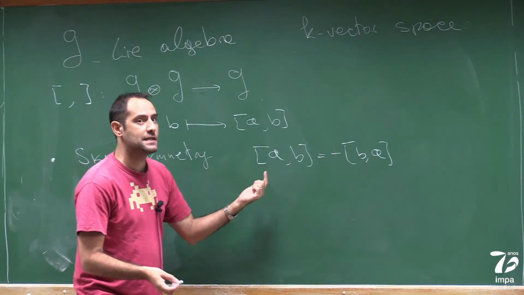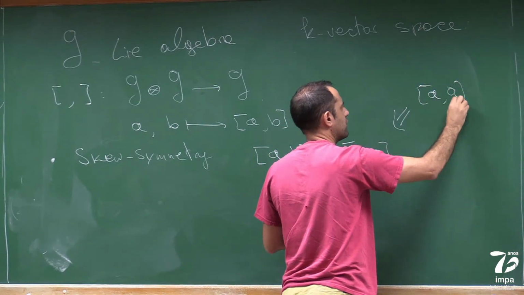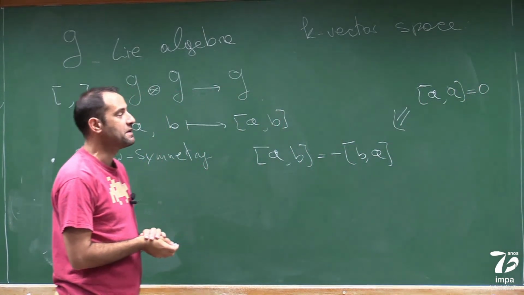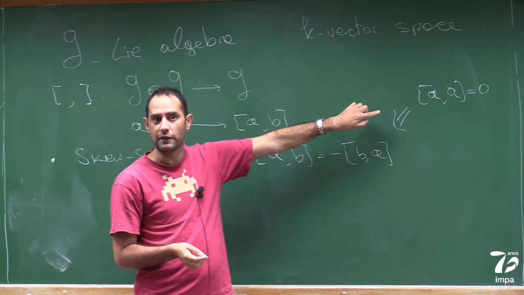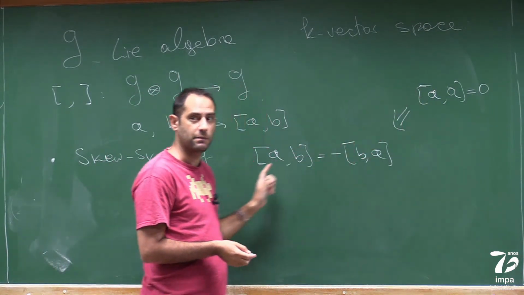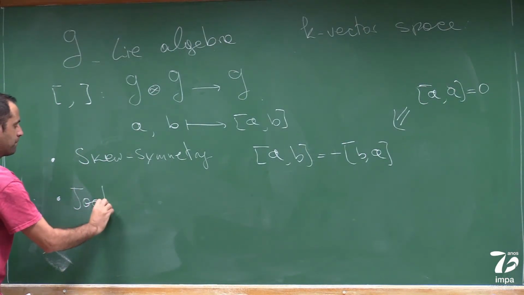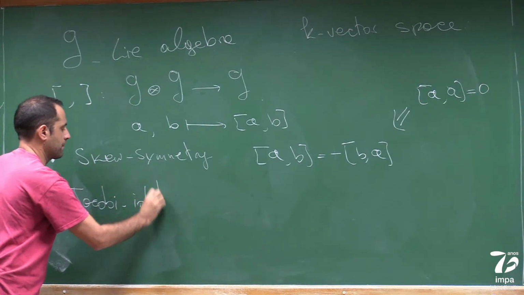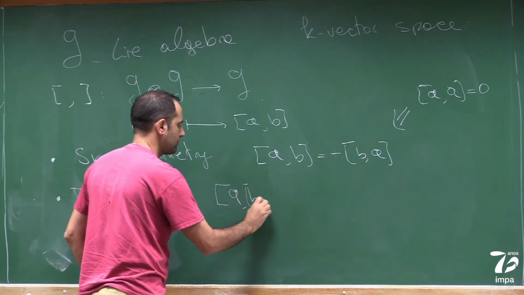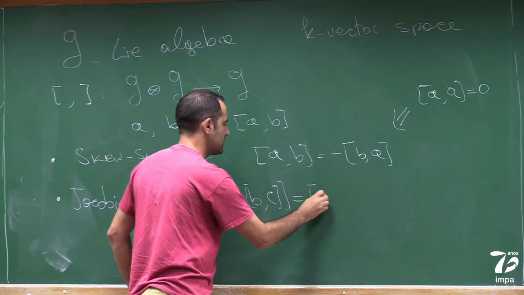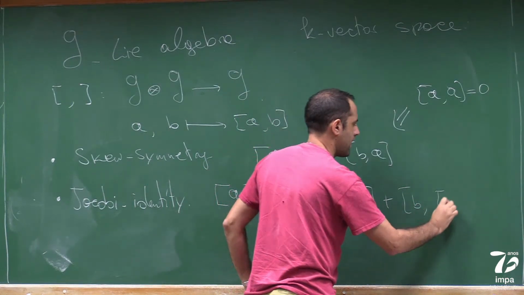If this is implied from this axiom, which is stronger, just take A to be A plus B and you're going to get this. But the converse is not true if the characteristic of the field is 2, so this is probably a better definition of skew symmetry than this. And the Jacobi identity, which says that, well, A bracket B bracket C is equal to A bracket B, bracket C plus B bracket A bracket C.